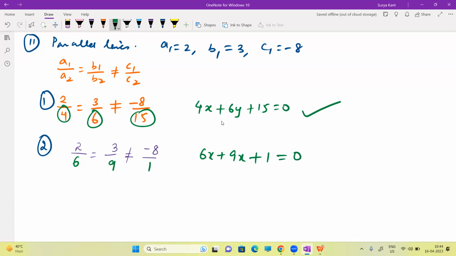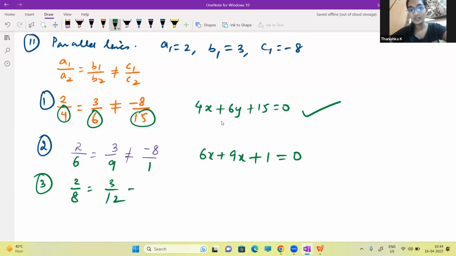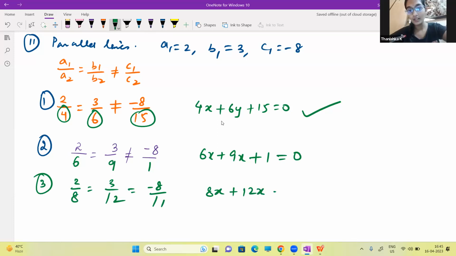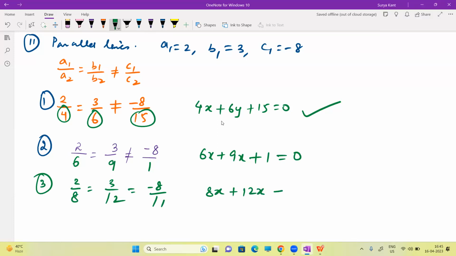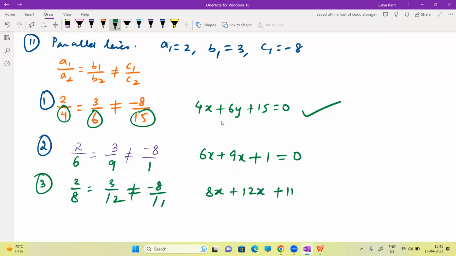Third one, Hansini. Oh, I'm doing it, sir, 1 minute. Okay, Tanishka, you tell me now. Sir, 2 by 8 is equal to 3 by 12, is not equal to minus 8 by 11. Yeah, so the equation will be 8x plus 12y plus 11 is equal to 0. Huh? You wrote equal to minus; it is not equal to, yes.